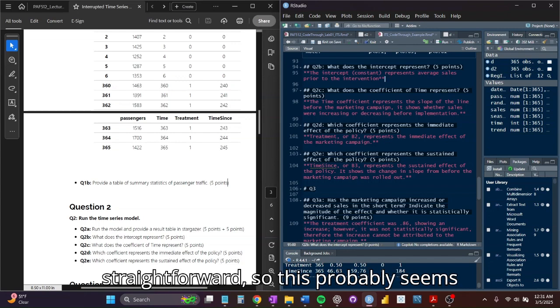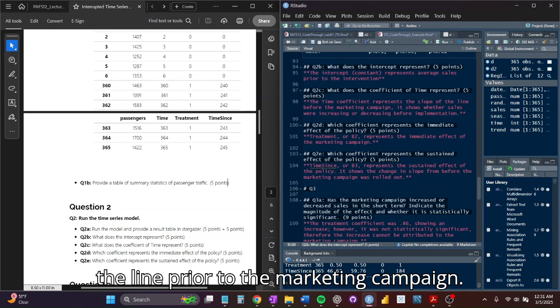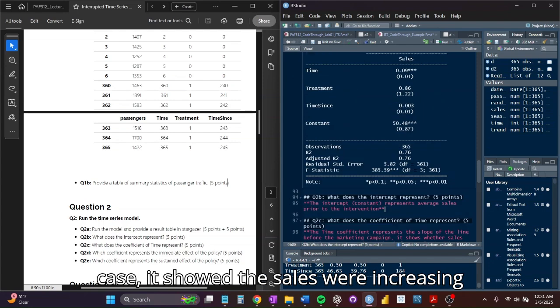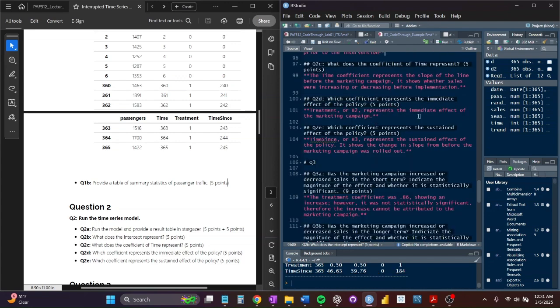Question 2C, what does the coefficient of time represent? This should be straightforward, so this probably seems repetitive. Feel free to skip ahead. The time coefficient represents the slope of the line prior to the marketing campaign. It shows whether sales were increasing or decreasing before implementation. In our case, it showed that sales were increasing over time before implementation.